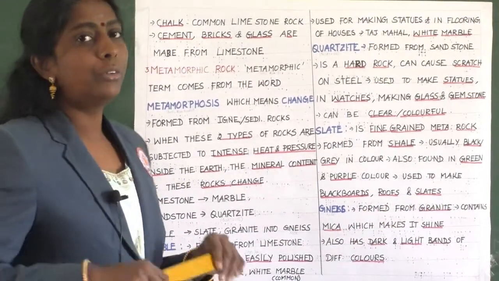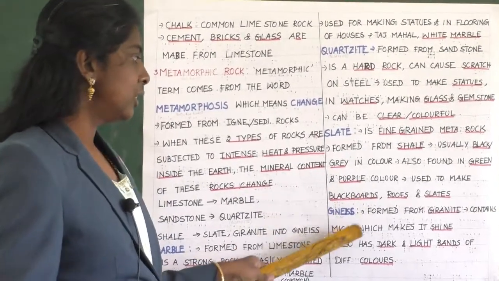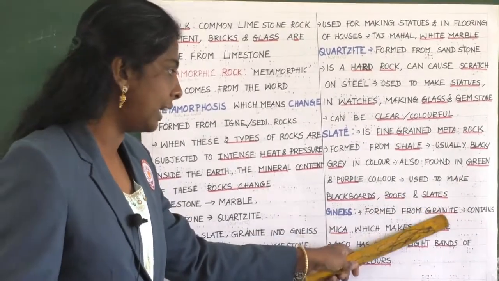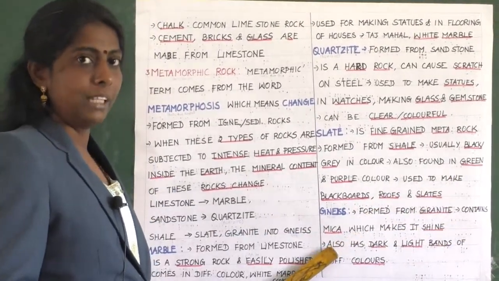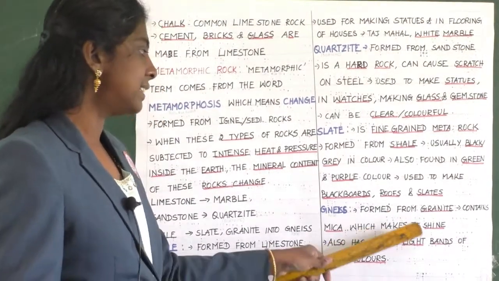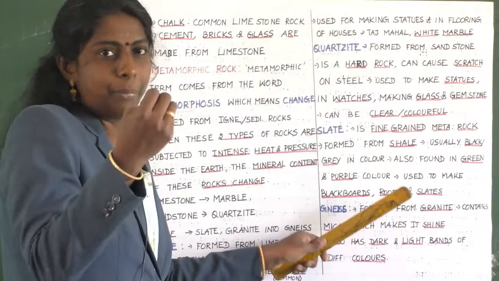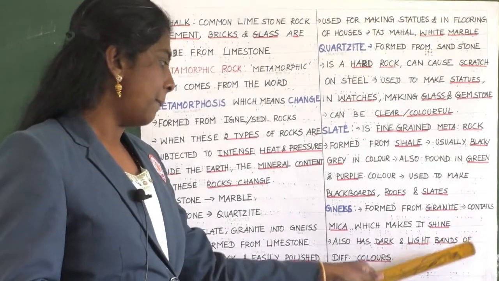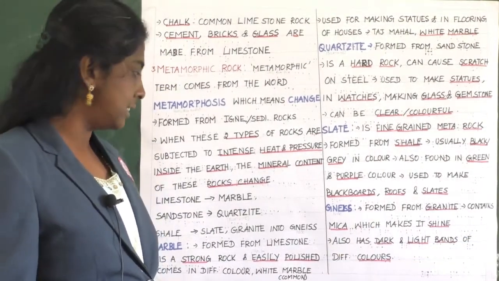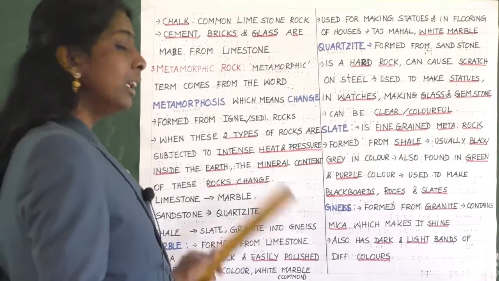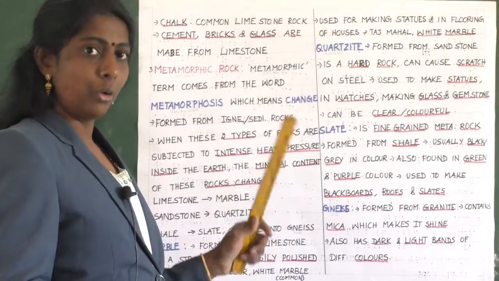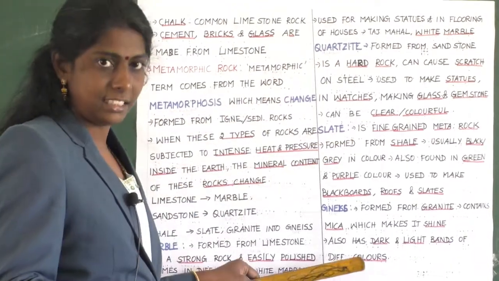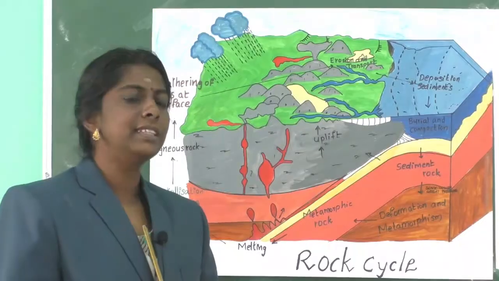Clear? So now about the fourth type, that is gneiss. So what is this? It is formed from granite. It contains mica which makes it shine, which gives shine appearance. Then it also has dark and light bands of different colors. Clear? So this is what about different types of metamorphic rocks. What are they? Marble, quartzite, slate and gneiss. Clear children? Yes children.